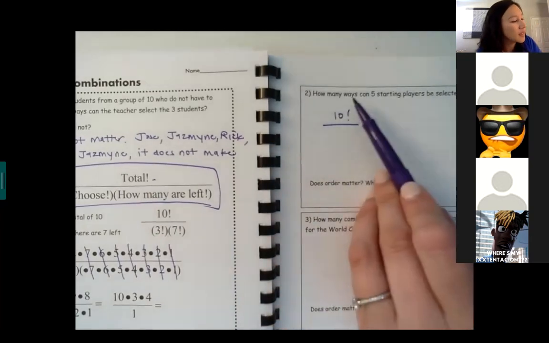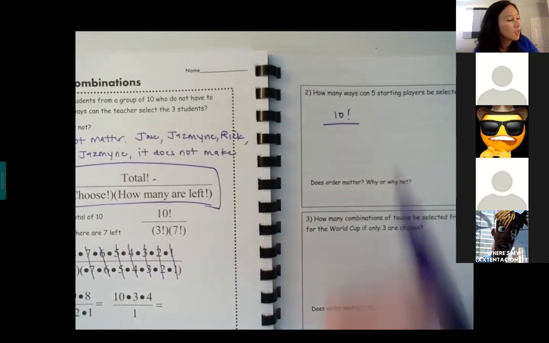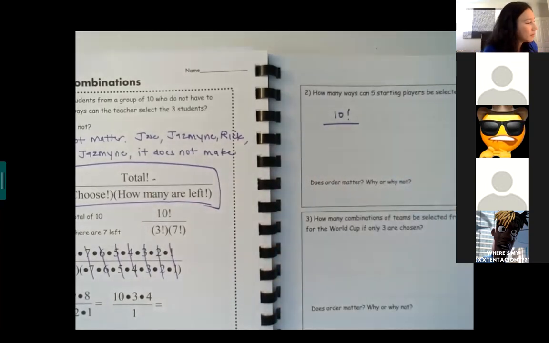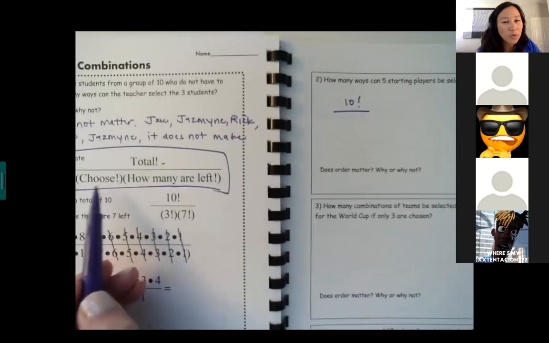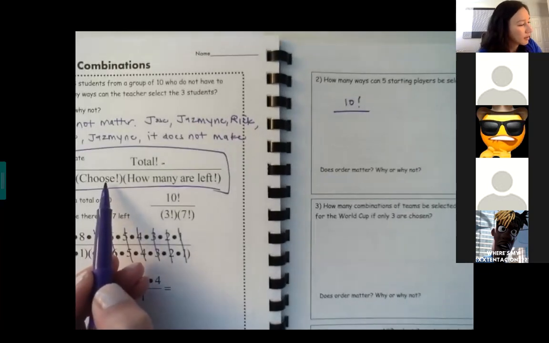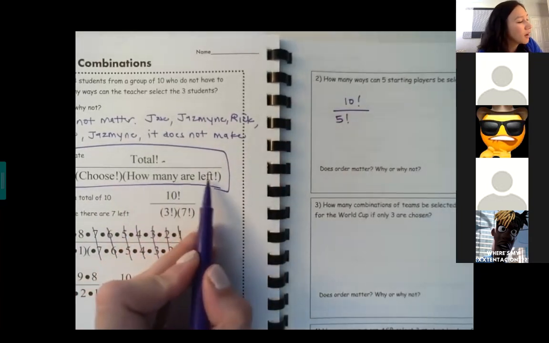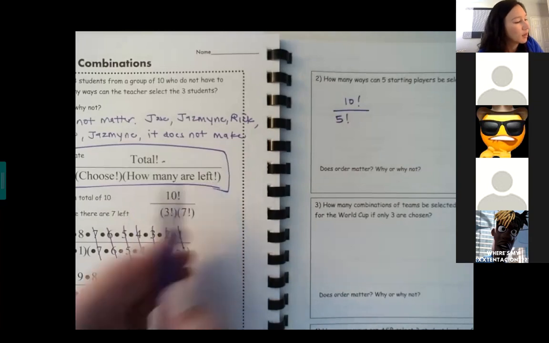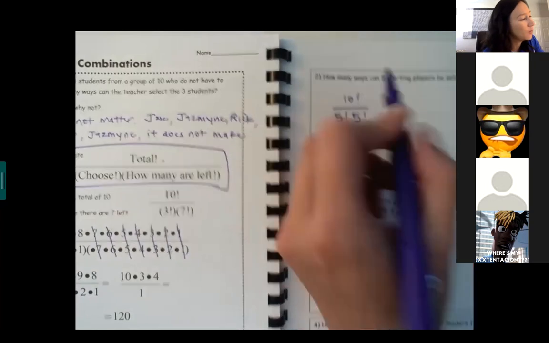It says, how many ways can 5 starting players be selected from a basketball team of 10? So our total is 10. And then we divide that by how many are we choosing? 5. We're choosing 5. So that would be 5 factorial. And then times how many are left? 5, if they're picking 5. Good. And then we'll just expand.